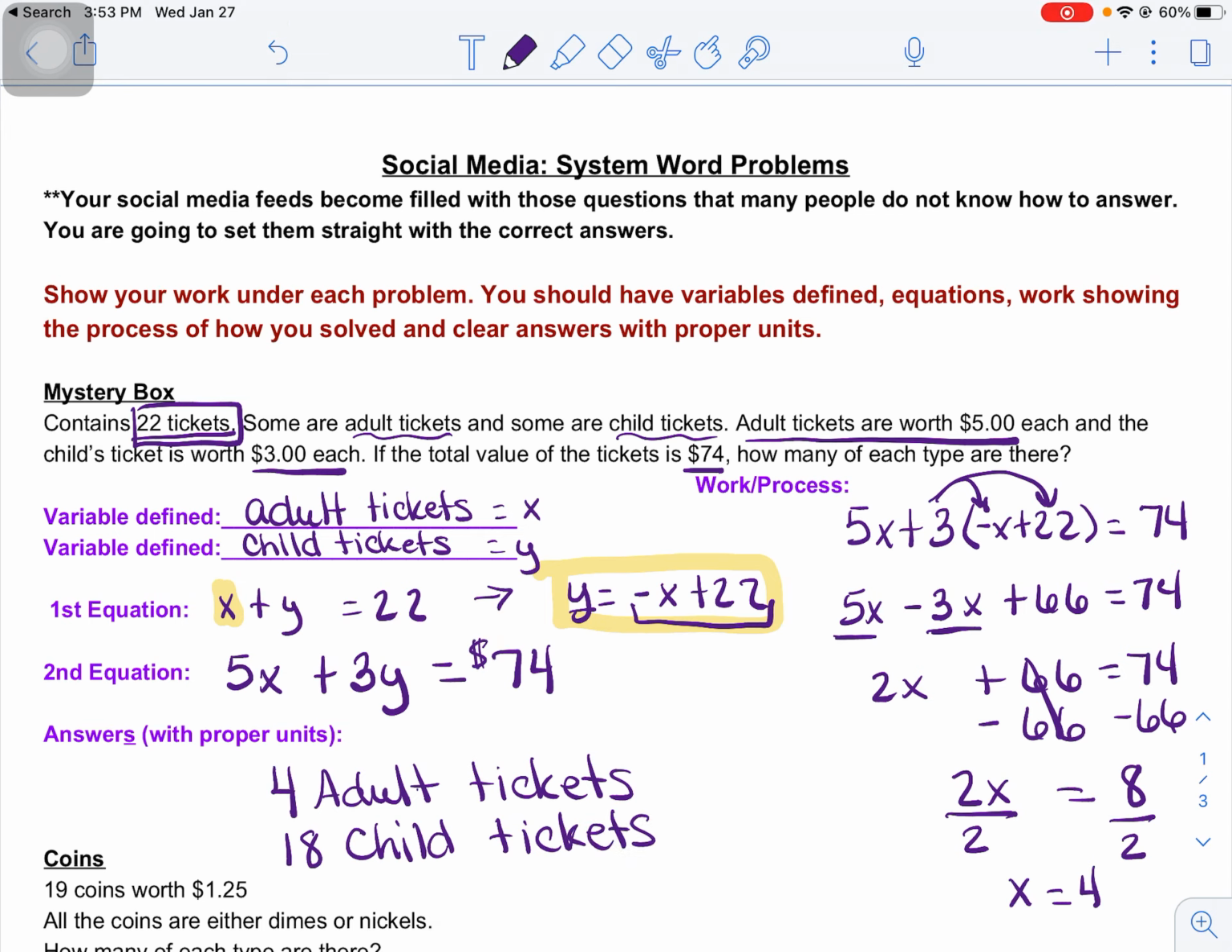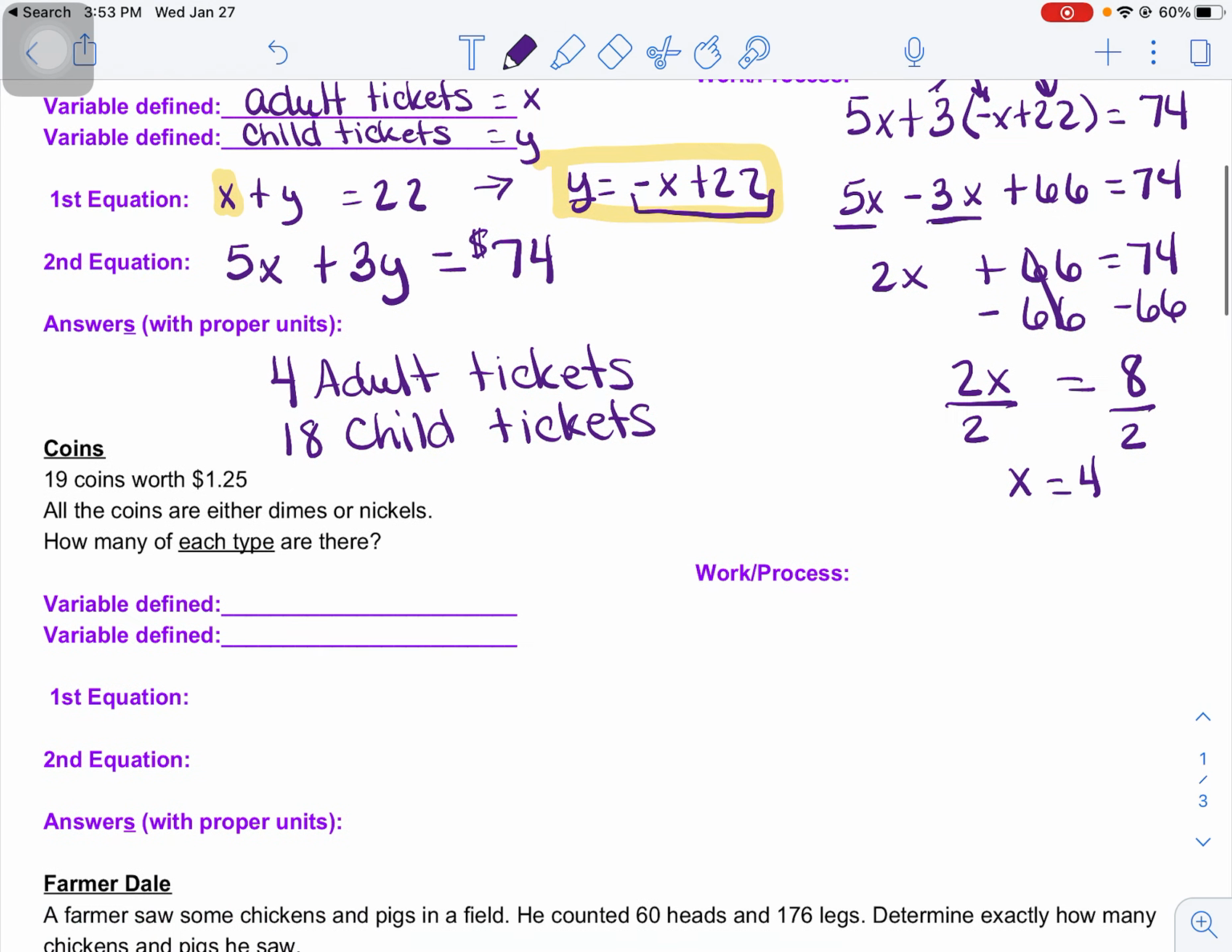So from here on, I'm going to talk to you about how to define your variables, set up your equations, but then the work will be on you. All right, let's look at this second one.